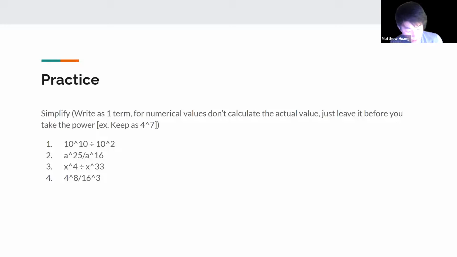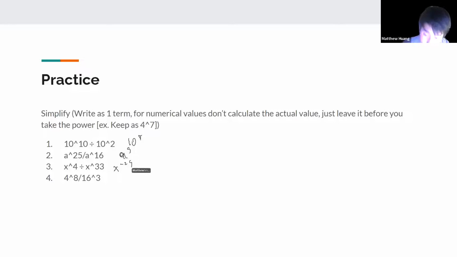All right, so I'll just go through these problems now. First one, you subtract 2 from 10, you get 10 to the power of 8. Second one, same thing, just direct subtraction. That's 8 to the power of 9. The third one, we're going to go into negative exponents, which we'll cover later. But here, you just subtract 33 from 4 and you get x to the power of negative 29.